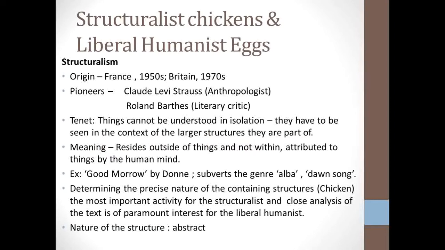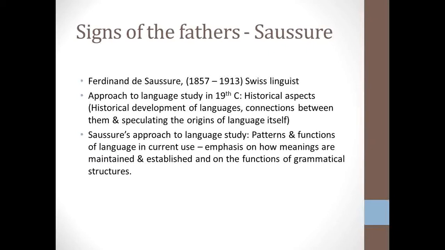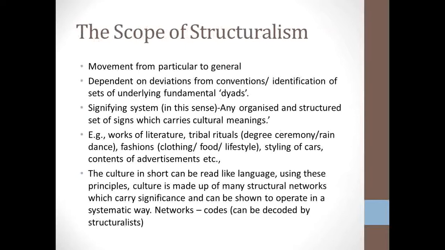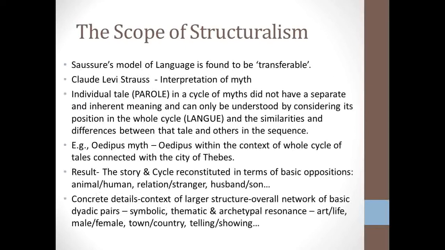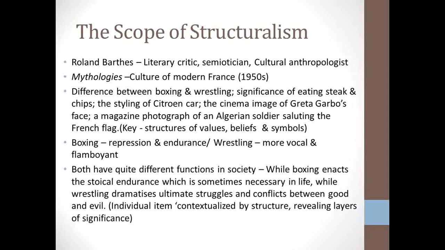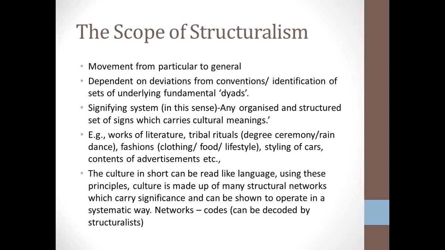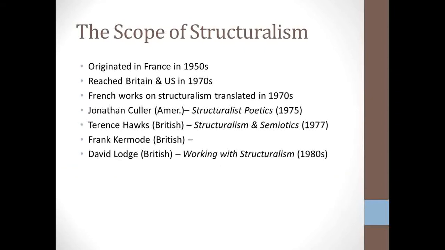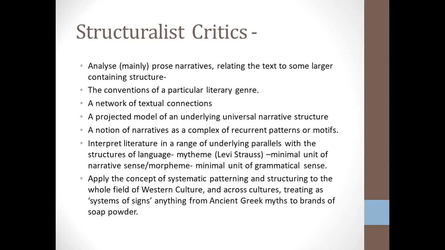So far we have seen a little bit about its origin, the pioneers, the philosophies behind them all, and we saw a little bit about the scope of structuralism, and basically quite a bit about Claude Lévi-Strauss and Saussure and Roland Barthes, right? And we also saw the prominent works, at least in passing. And we looked into what the structuralist critics mainly do. Today, we'll be looking at this particular part.